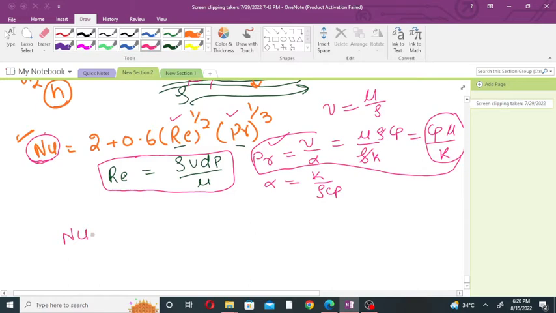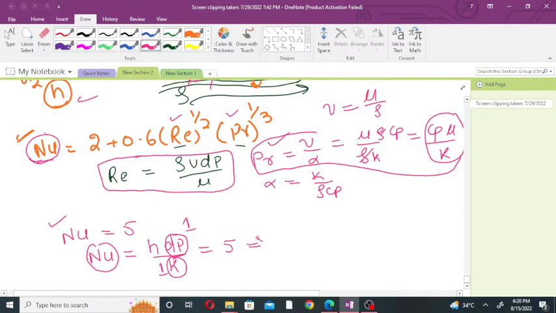Suppose the Nusselt number comes out to be 5. Then how will you determine the heat transfer coefficient? The heat transfer coefficient is related to the Nusselt number by a relation: the Nusselt number is equal to the heat transfer coefficient times the diameter of the particle divided by the thermal conductivity. Suppose thermal conductivity is 1 and the diameter of the particle is 1 centimeter. So the heat transfer coefficient in that case will be 5.